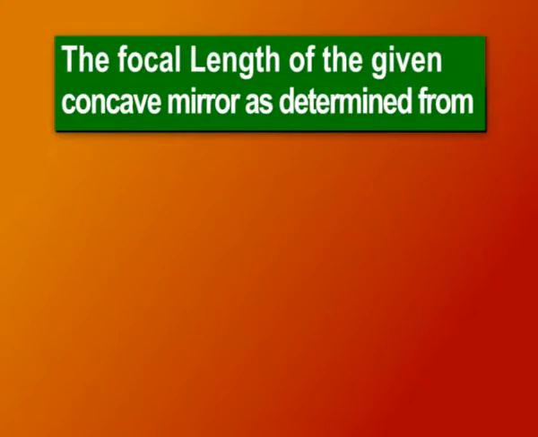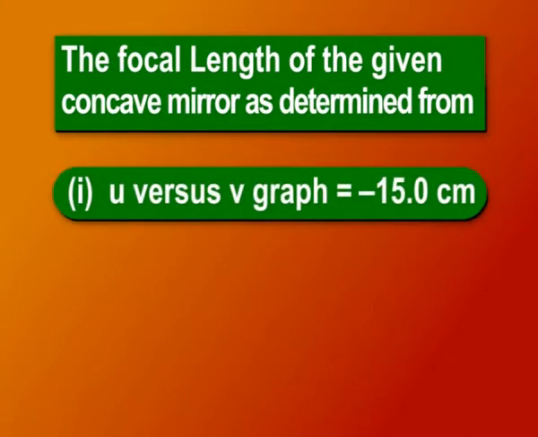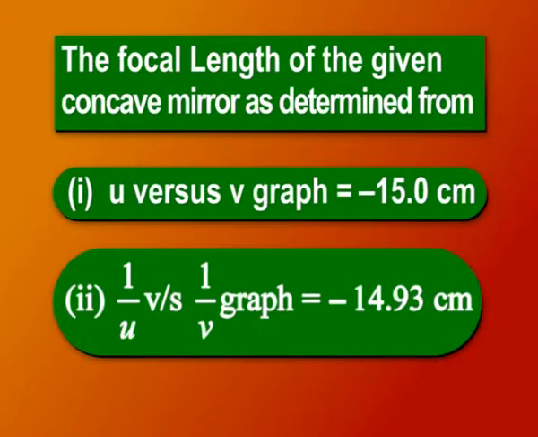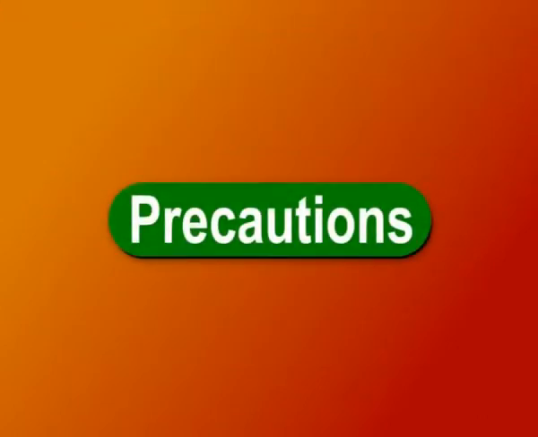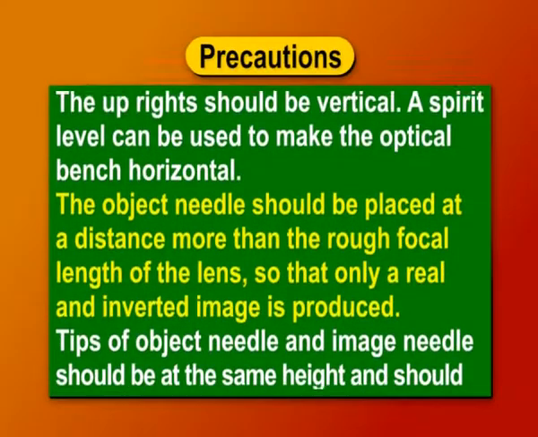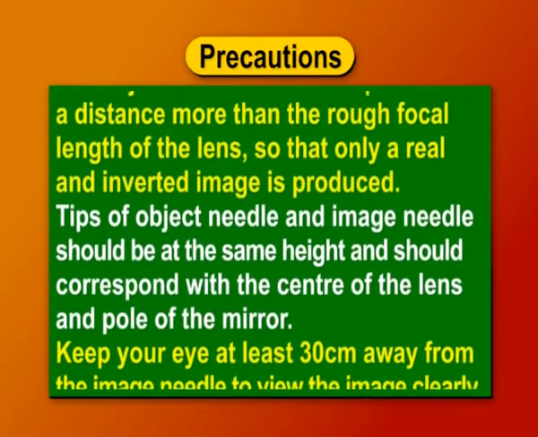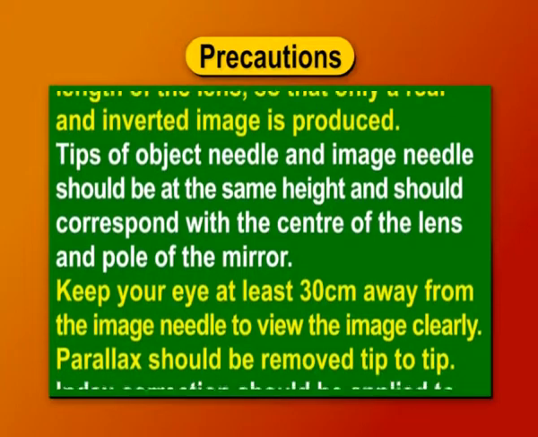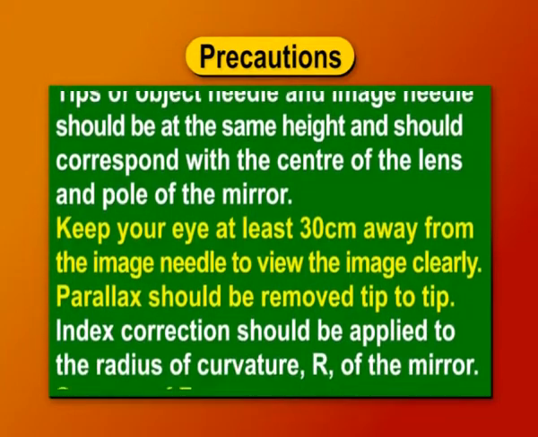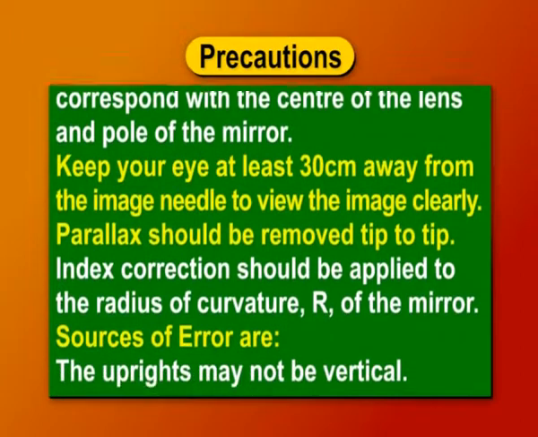The focal length of the given concave mirror determined from the U versus V graph is equal to -15 centimeter. From the 1/U versus 1/V graph, it is equal to -14.93 centimeter. Since it is also an experiment related to the optical bench and uprights, the precautions as well as the possible sources of error are just the same as you learned in the first experiment of today.